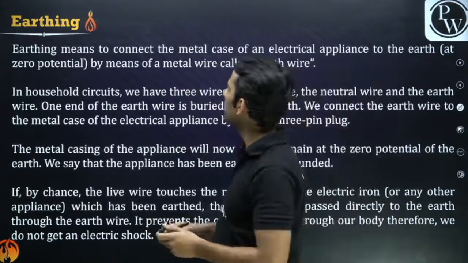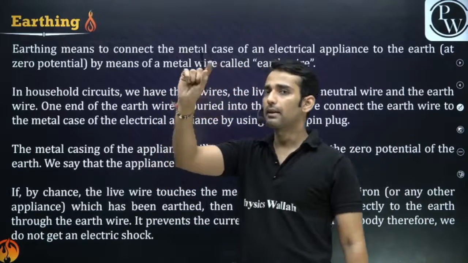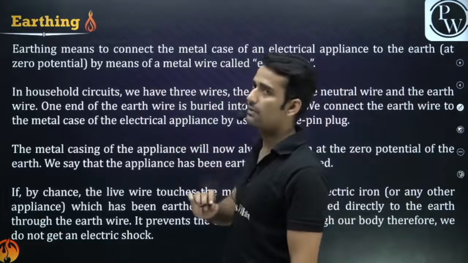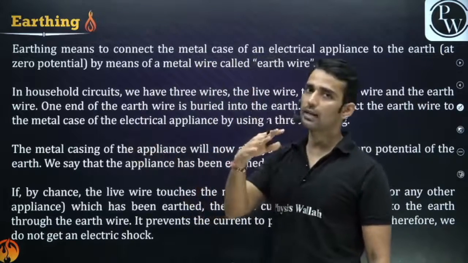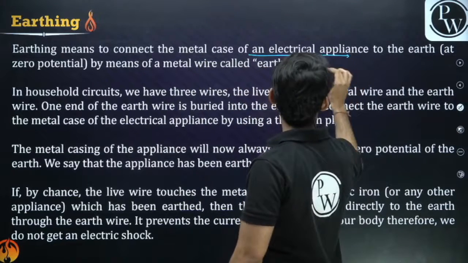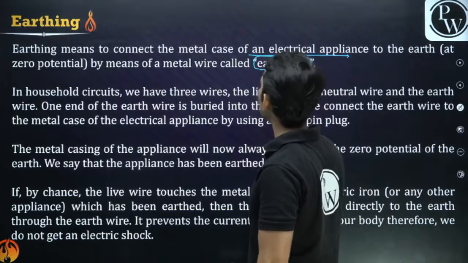Earthing means, what do we do? See, we connect a wire through that metal case to the earth, because earth has zero potential. It can consume as much current as you want. So earthing means to connect the metal case of an electrical appliance to earth by means of a metal wire, which is known as the earth wire.